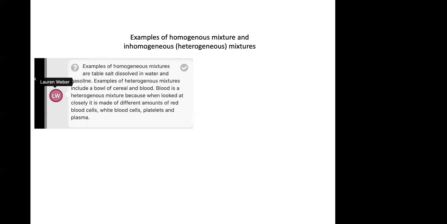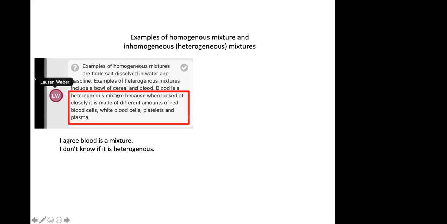This example here of this prompt of providing your own examples, I thought really good contributions. So Lauren's contribution here is saying that examples of homogeneous mixtures are table salt dissolved in water and gasoline. Excellent example. Gasoline, several students used that. I think that is a really good example. Because gasoline, after all, there's no distinct chemical formula that says this is always gasoline. Gasoline has things like octane in it, heptane in it. There's different hydrocarbons that are found within it.